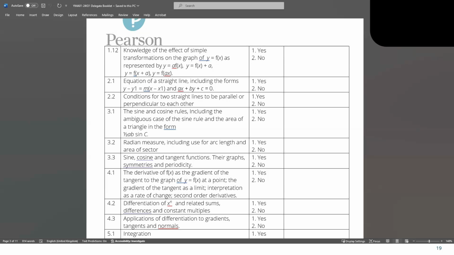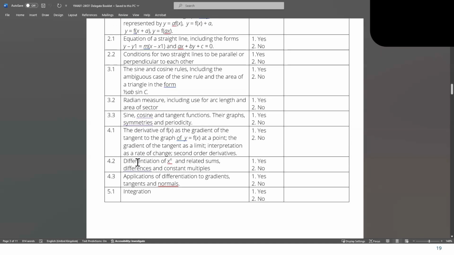Conditions for two straight lines to be parallel or perpendicular to each other: that's a yes. The sine and cosine rules, including the ambiguous case of the sine rule and the area of a triangle in the form half ab sine C: that's yes, partly though, not the ambiguous case, that's not in the international GCSE. The radian measure, including use of arc length and area of a sector: that is a no, so that's not part of that one.